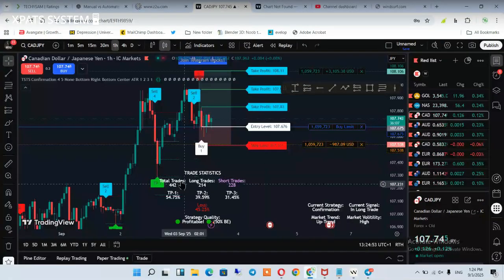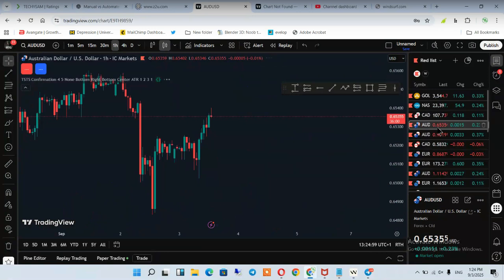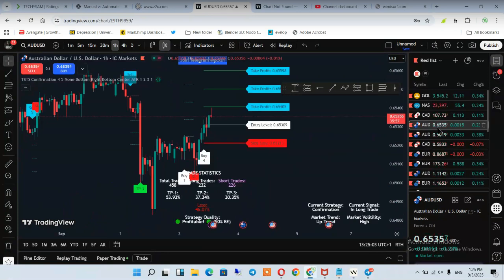Okay, the analysis says 442 trades taken, 54% profitable, and that is all we need. You know the remaining. All right. AUD USD. I'm hoping we'll find some pairs that are not profitable so far. Now look at AUD USD. It gives us an entry here.